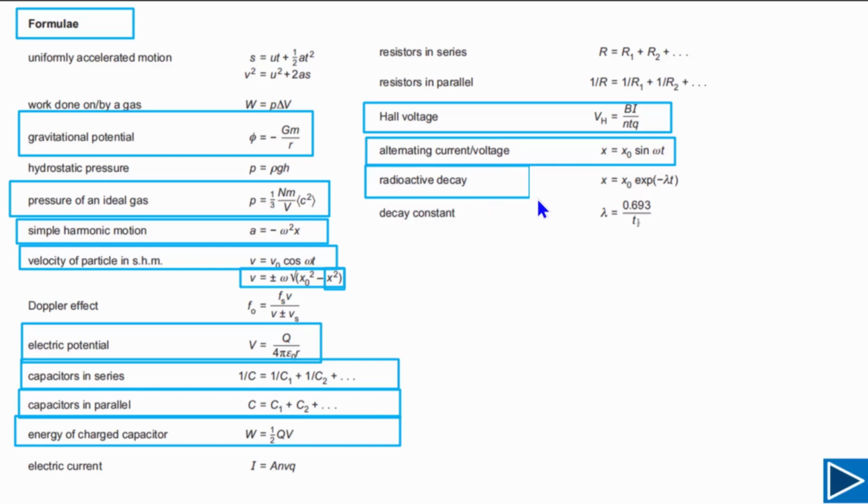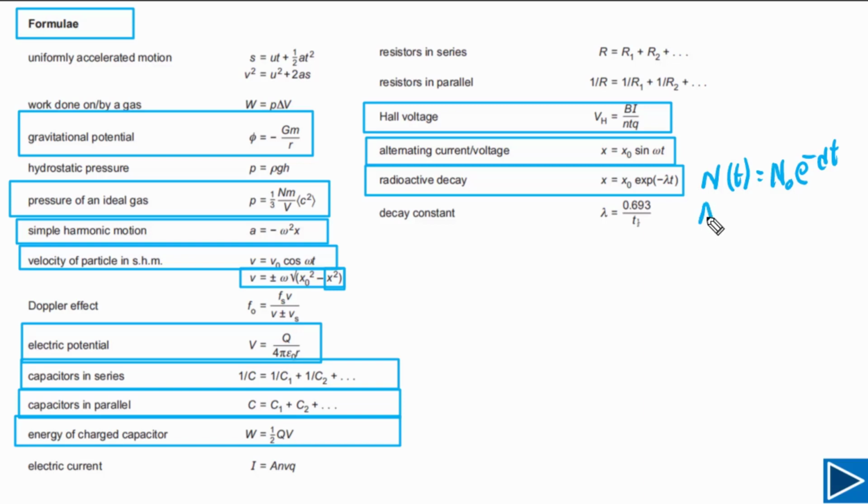Next one is about radioactive decay, and this is a very basic formula. Let me highlight some points about this one. For example, you can use this relationship because it is telling you the relationship between x and t. And x can be the number of nuclei at any given time. Then you can say this will be equal to N naught e to the power of minus lambda t.